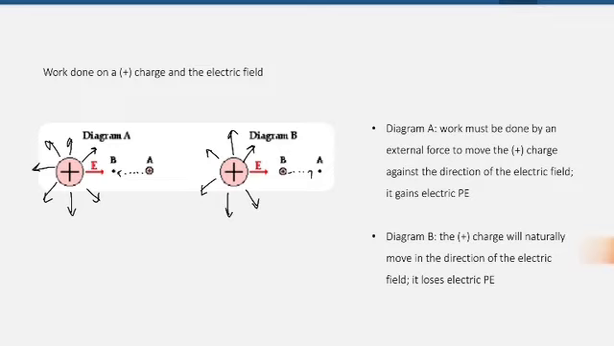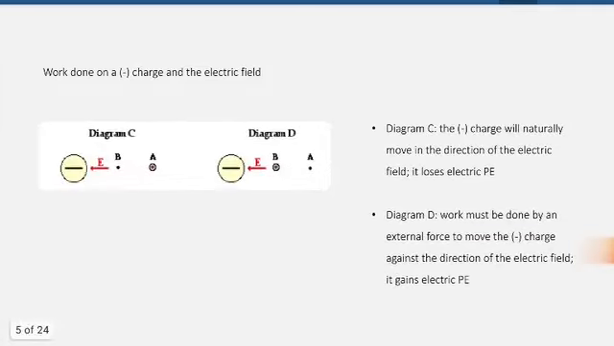So, where does your test charge gain energy? Of course, in diagram A. Because when you do work on an object, the energy will be transferred to that object. So, it gains potential energy in situation A and loses it in situation letter B, or diagram letter B. Work must be done by an external force to move the positive charge against the direction of the electric field. It gains electric PE, potential energy. Meanwhile, in diagram B, the positive charge will naturally move in the direction of the electric field. It loses electrical potential energy.